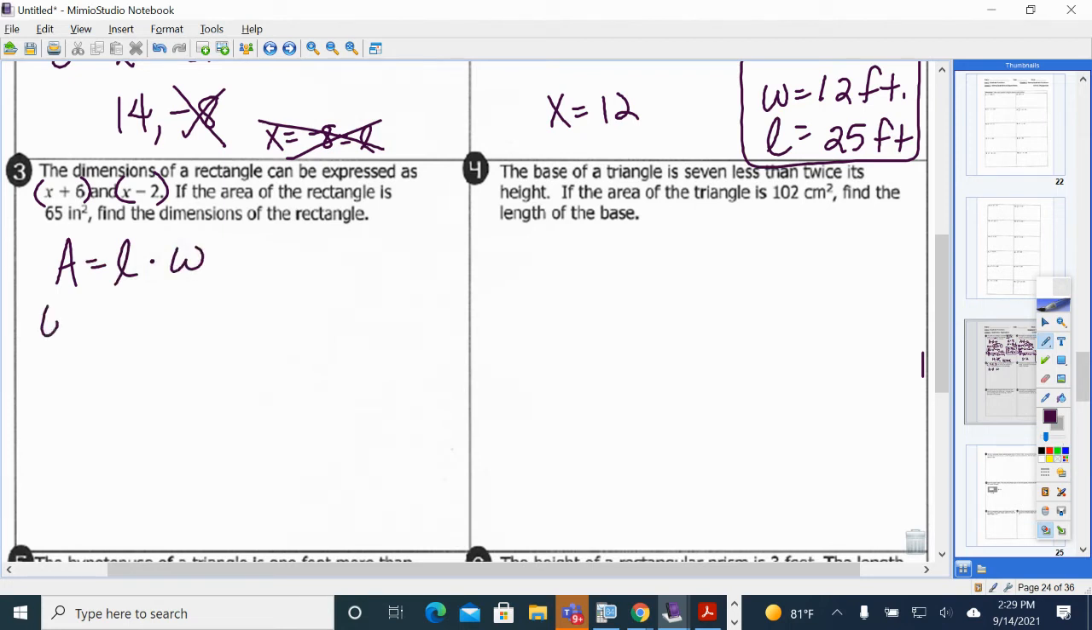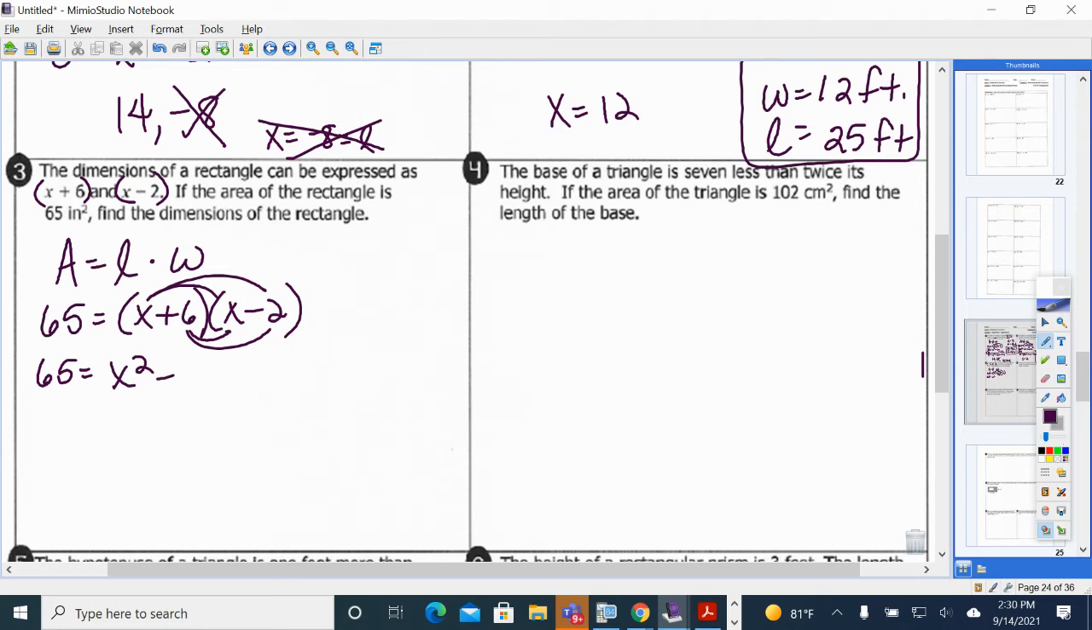Area is 65. It doesn't matter which one you put in first. And then we're going to distribute to multiply our parentheses. x times x is x squared. x times negative 2 is negative 2x. 6 times x is 6x. And 6 times negative 2 is negative 12.